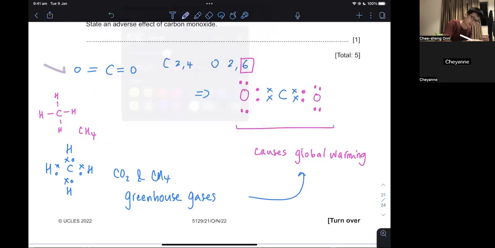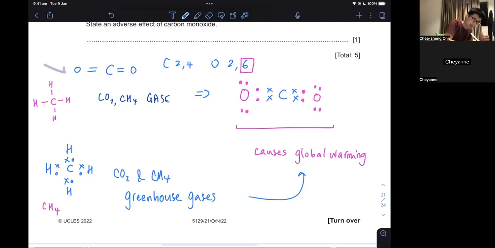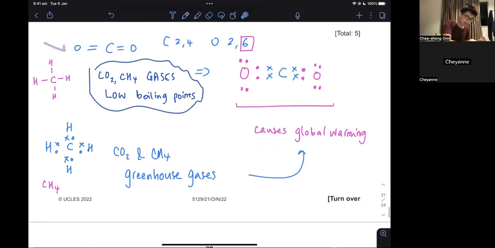So we know CH4 and also CO2 are gases. So CO2, CH4, they are what you call gases at room temperature and pressure. So what I could say is low boiling point. So they are easy to boil. The question now is, in terms of boiling points, it was stated in your year 9.